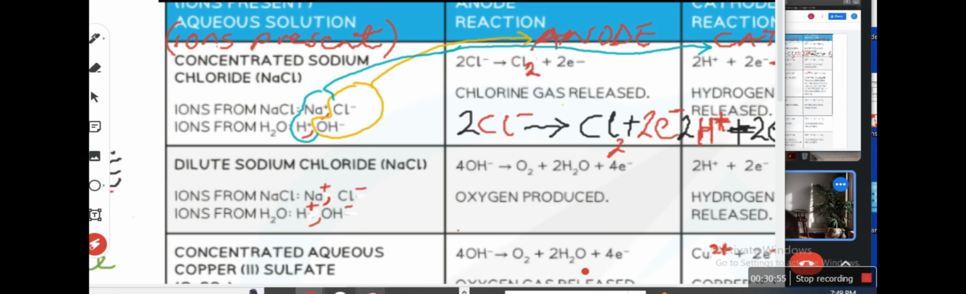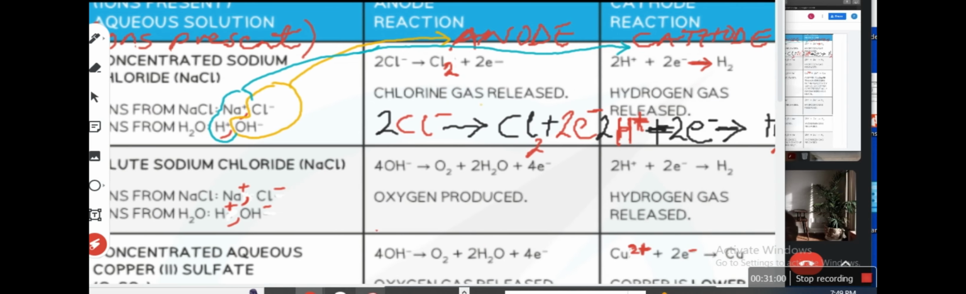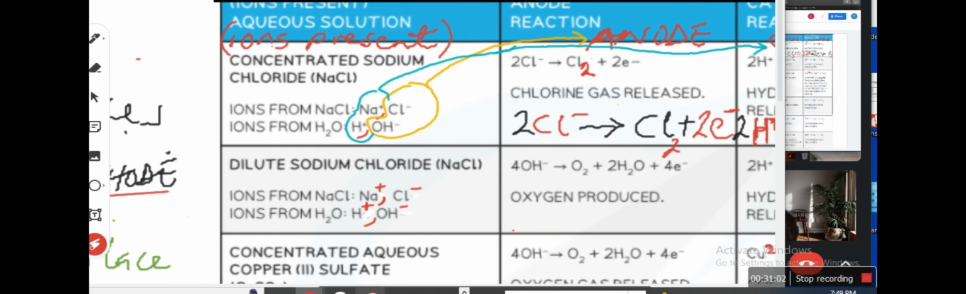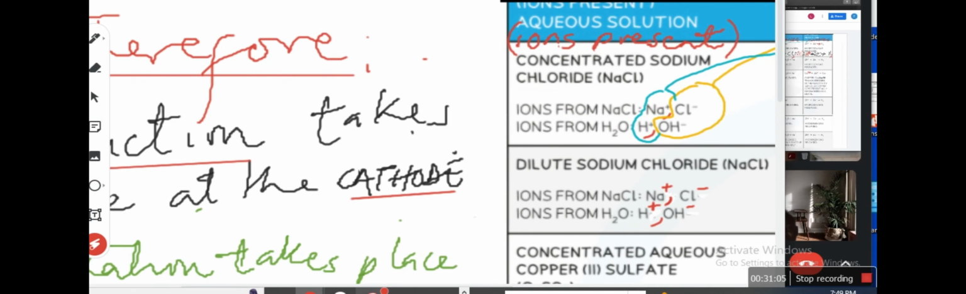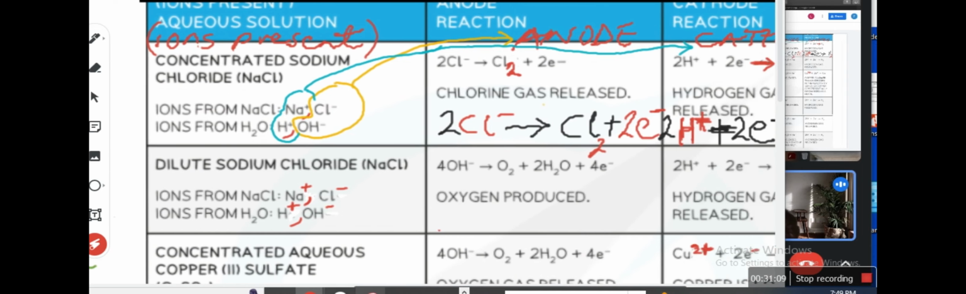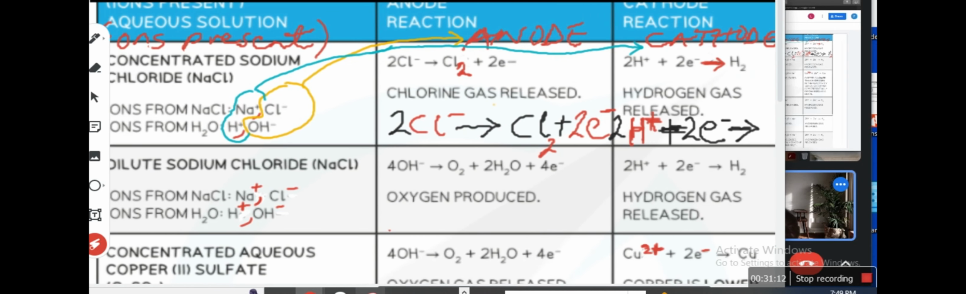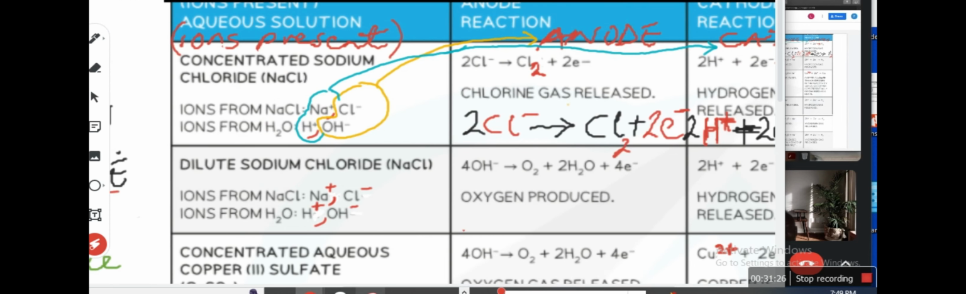I've mentioned two things that determine which one is chosen. What are the two things? The position in the reactivity series. For metals, the lower one in the reactivity series will be preferred, like hydrogen was preferred at the cathode, whilst sodium was ignored. Another is concentration: the more concentrated one is preferred, so chlorine is preferred in that case.